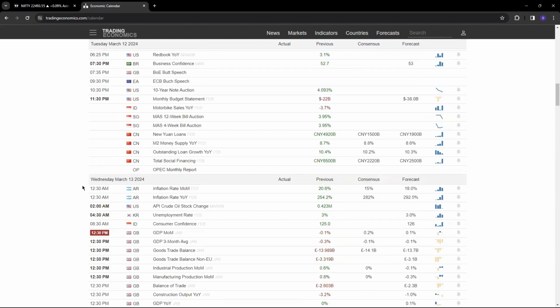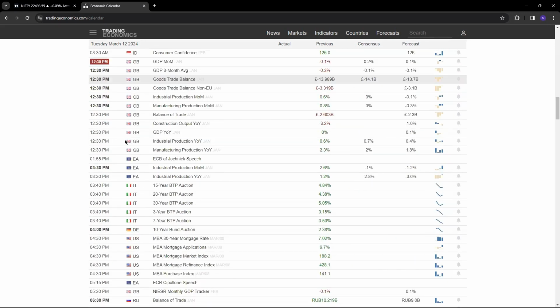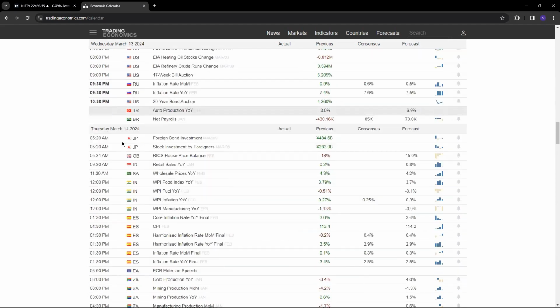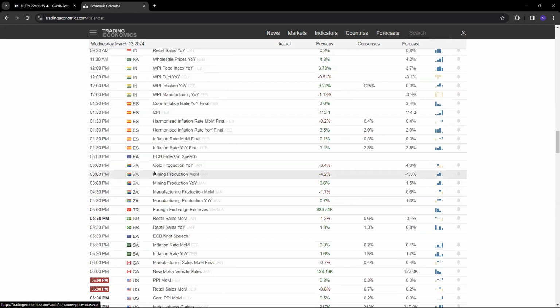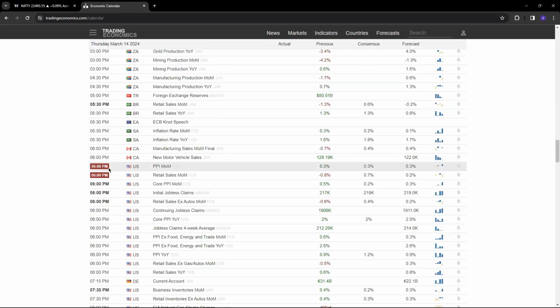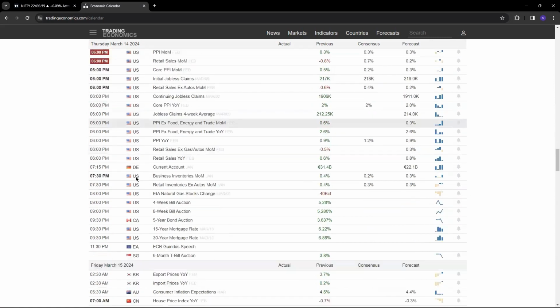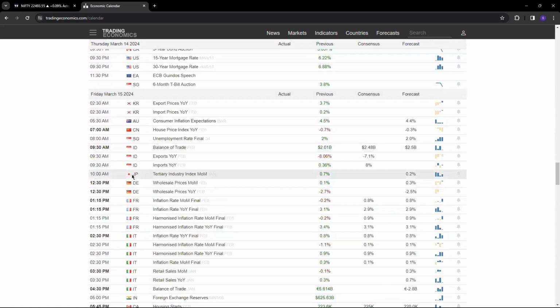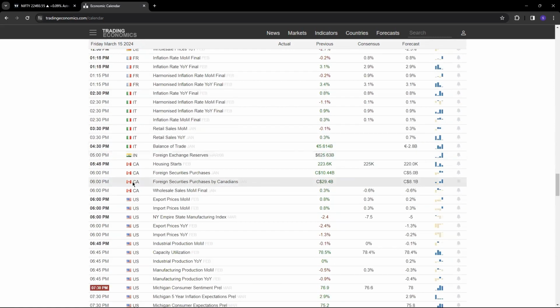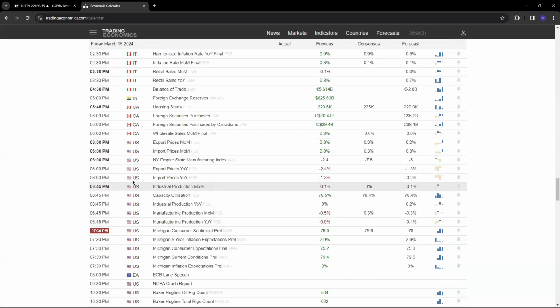So 13th March, do we have any important data? No. And on 14th March, we have WPI, wholesale price inflation. This is also important. Then on US markets, initial jobless claims. So Thursday is also important. That is also the weekly expiry for Nifty. What else on Friday? Nothing much.